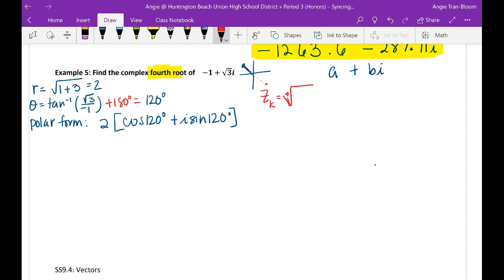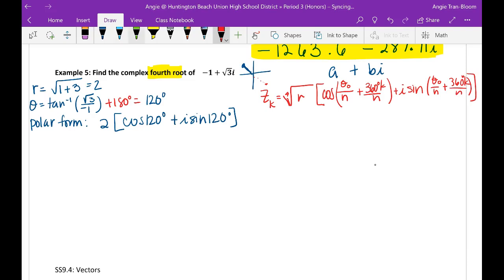So the fourth root, okay, let me write down the formula first, and then we'll work on it. So cosine of theta divided by n. We're going to be in degrees, so I'm just going to use 360 degrees k divided by n. So that's for the cosine, and we would just repeat that for the sine. So plus 360 degrees k divided by n, and then that's the formula.